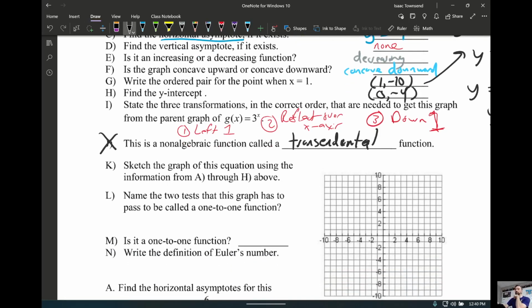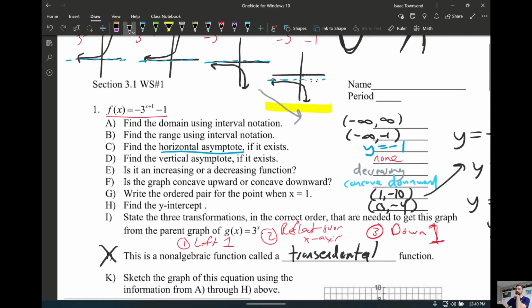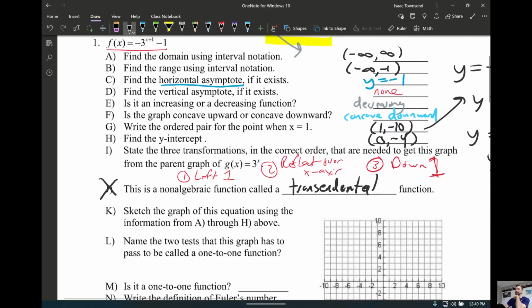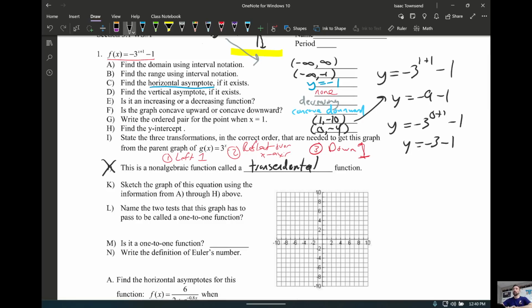K wants us to make an accurate sketch, so not just a rough sketch, but an accurate sketch of this function. Well, we've already done the hard part. We've got a point, 1, negative 10, put it on your graph. We've got a point, 0, negative 4, add that to your graph. We've got a horizontal asymptote at y equals negative 1.